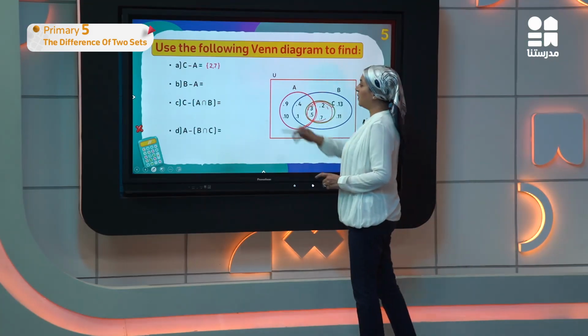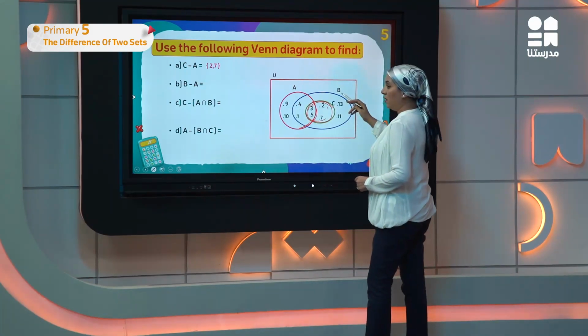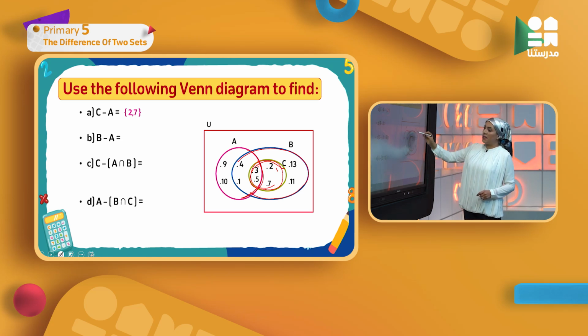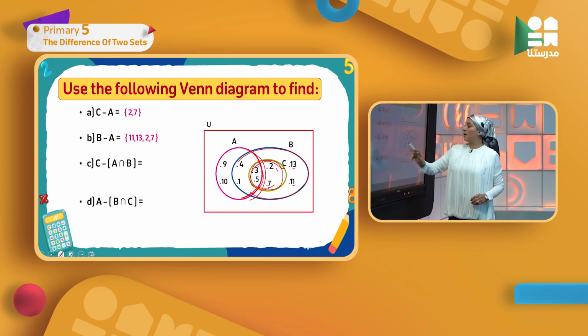Now, I move to the second question. B difference A. Now, this time I have the set B, the blue one, and I want to know the answer. B difference A in what? Then, as you see, I have 13, 11, and the set C is a subset of the set B. It's totally found inside the set B. So I have also 2 and 7. Then the answer is 11, 13, 2, and 7.